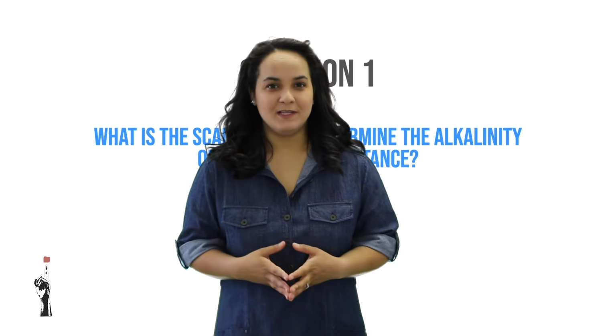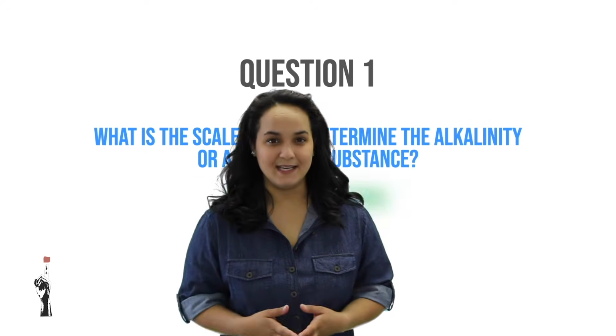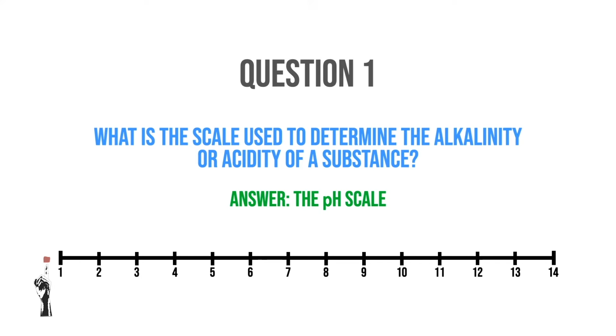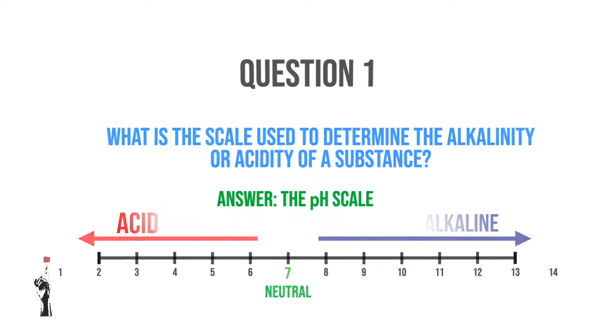The scale that we use to determine whether a substance is a base or an acid is pH. And remember, a pH scale ranges from 1 to 14, with 7 being neutral. Below 7, you will find that substances are acids, and above 7, they are alkaline in nature.